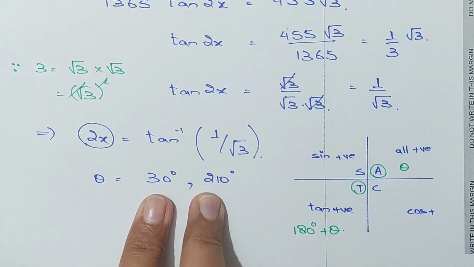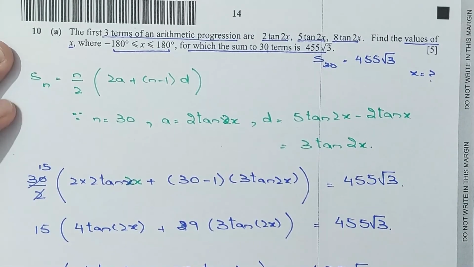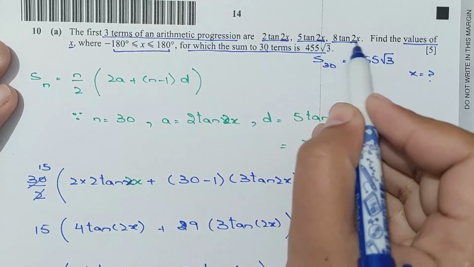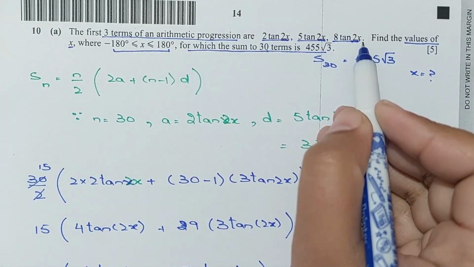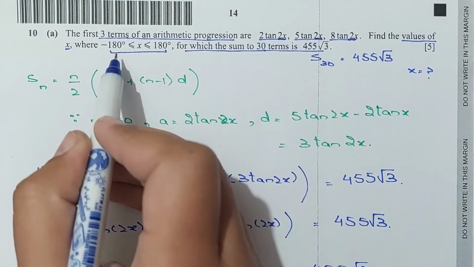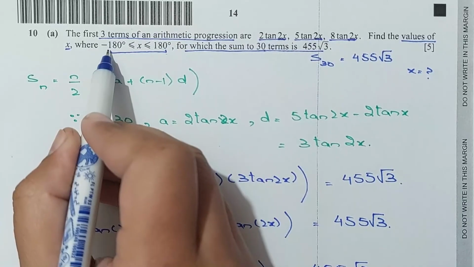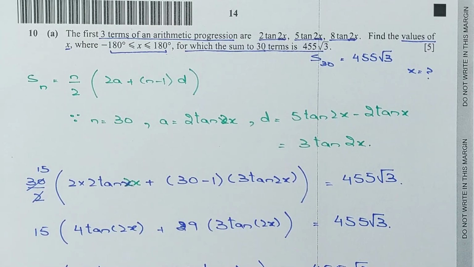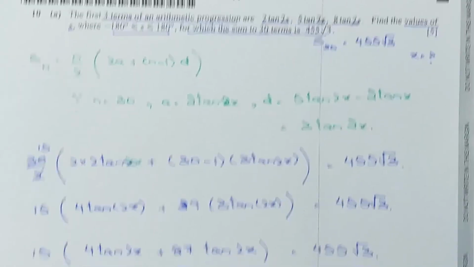So these are the two solutions. But look at the angle. As you can see, the angle has two revolutions, 2x, 2x, 2x. So we have to add and subtract 360, the complete revolution, right? Since we have the range between minus 180 to plus 180, and we have the positive value, it is better to subtract only 360.